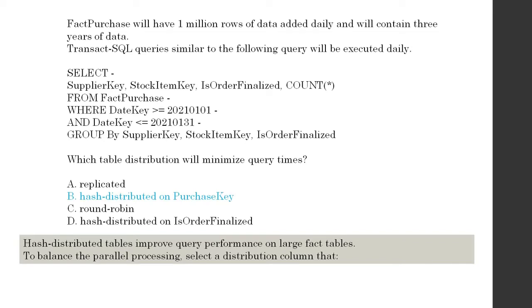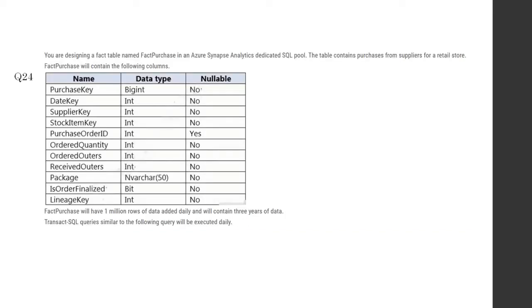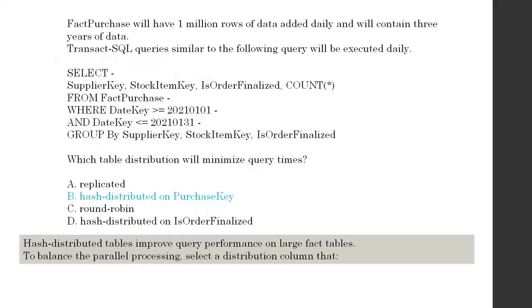Obviously, as I said in the previous question as well, hash distribution will be the best option over here. There are two options: hash distribution on the purchase key and distribution on the ordered finalist. So the purchase key will be the right option. Hash distribution tables improve query performance on a large fact table by balancing the parallel processing. So the distribution will be hash distributed and the key will be purchase key. The data type also has to be considered over here. If you have some other key value with some other data type, integer will be the right option for that. So purchase key is the right answer over here.